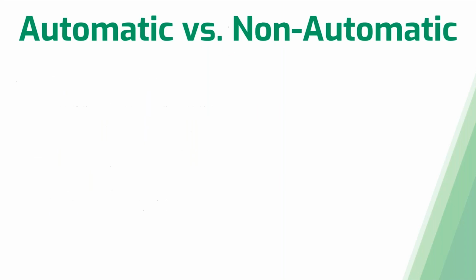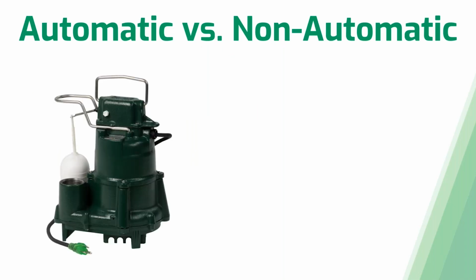So first, let's talk automatic versus non-automatic. An automatic pump is going to have some sort of float switch that is attached to that pump. It's going to have some sort of starting mechanism that's going to come along with that pump. Typically, that pump can be easily dropped in, plugged in, and it's ready to go.